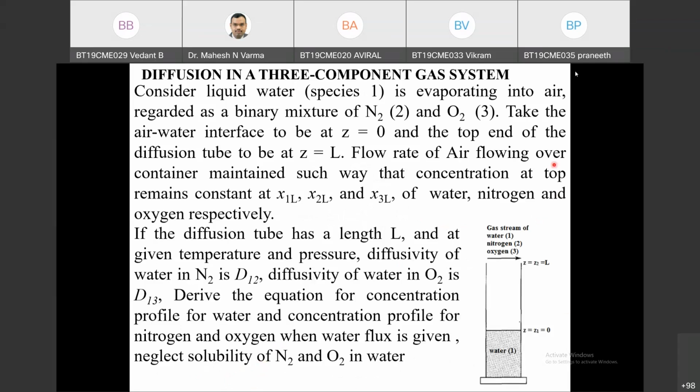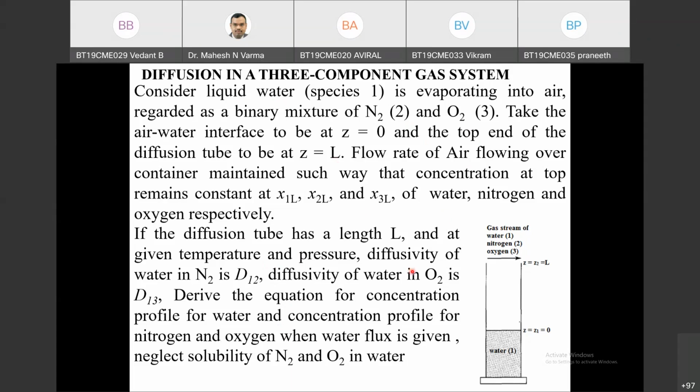In the previous problem, nitrogen and oxygen had the same diffusivity of water. But if these diffusivities are different, then how do we handle this problem? Can anybody give an idea in the class?